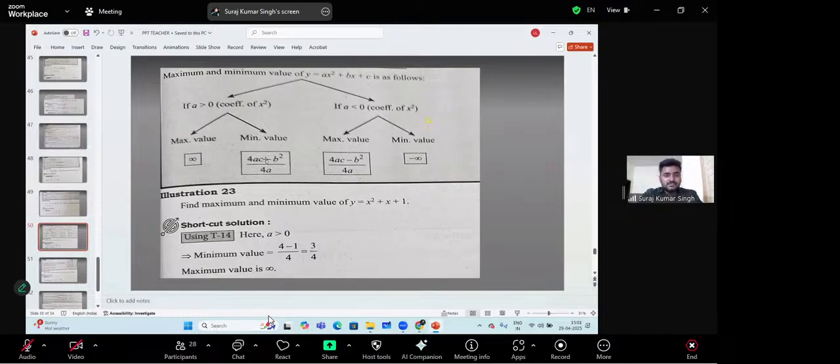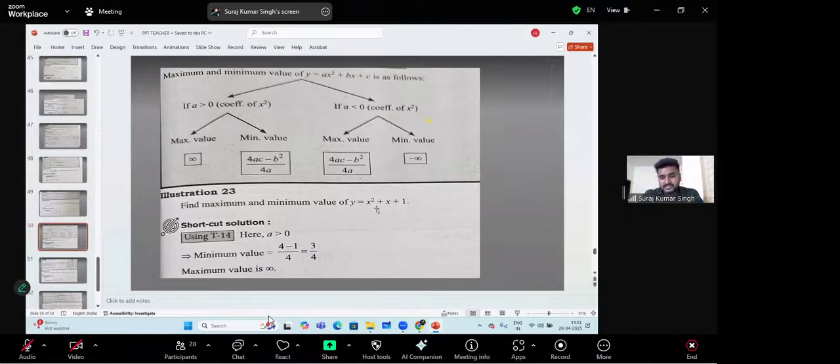If a is positive, write (4ac minus b square) by 4a for the minimum value. If a is negative, for the maximum value, we should write (4ac minus b square) by 4a. Understand? And therefore, again you see, for the minimum value. Okay, so here I am getting the minimum value.